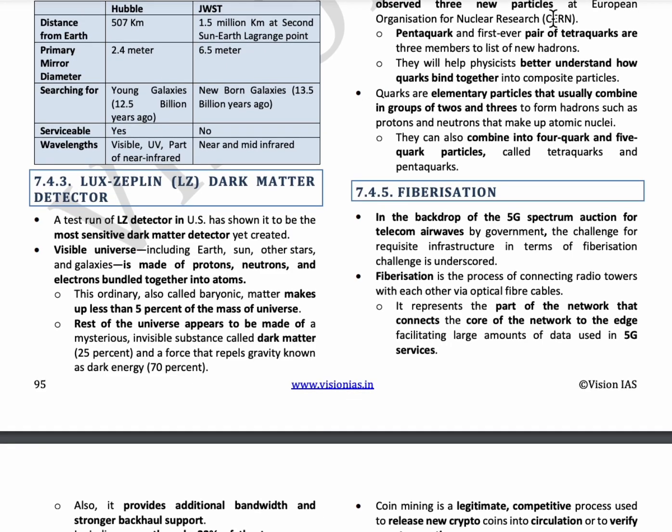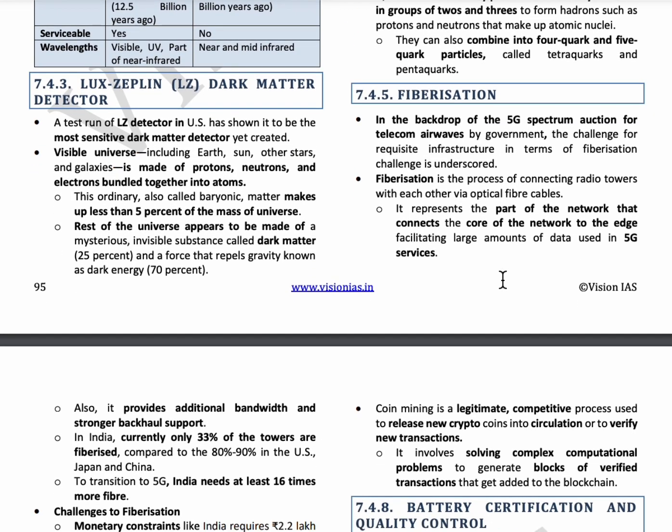The next topic is fiberization. So, fiberization is a process of connecting radio towers with each other via optical fiber cables. So, it provides additional bandwidth and backhaul support. So, India has 33% of towers fiberized. In the US, Japan, and China, it is about 80 to 90% fiberization.